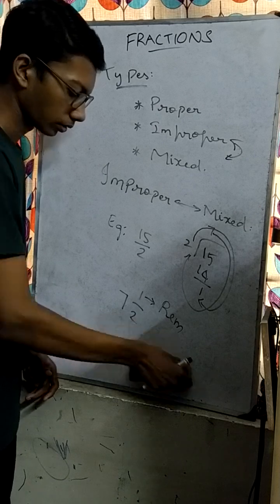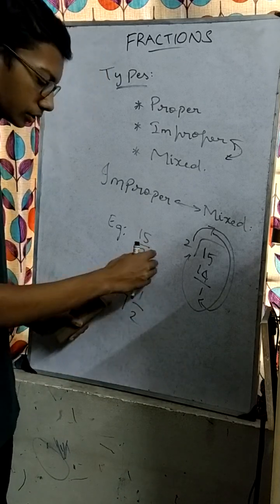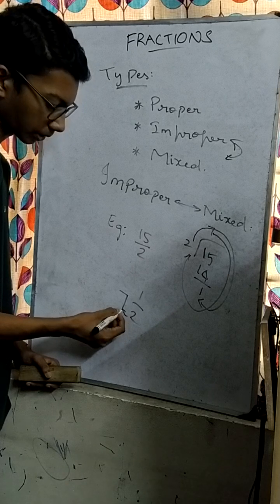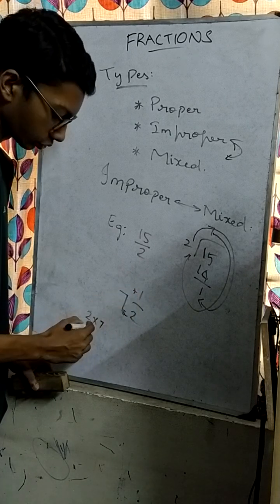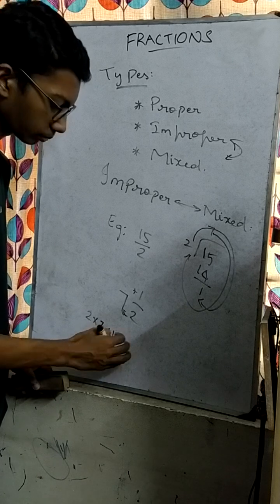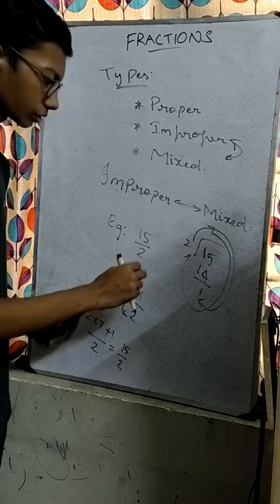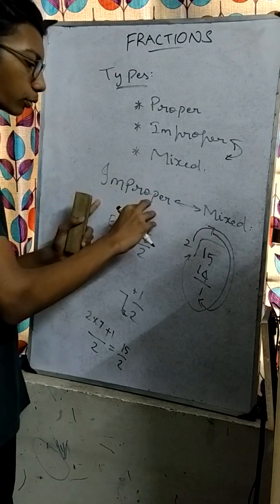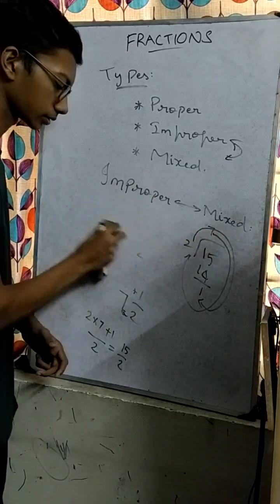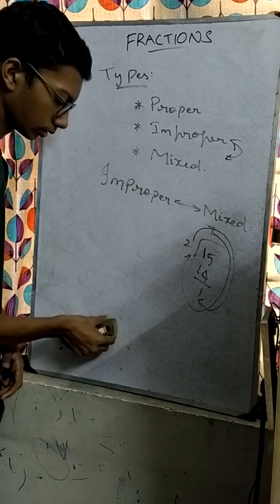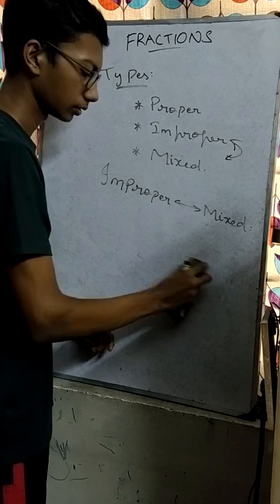And now we will convert this mixed fraction back. That is, we multiply 2 times 7 and add 1. So 2 times 7 plus 1, divided by the same denominator. We get 15 by 2. So this is how we interchange improper fractions into mixed fractions and mixed fractions into improper fractions. So those are the three main types of fractions.